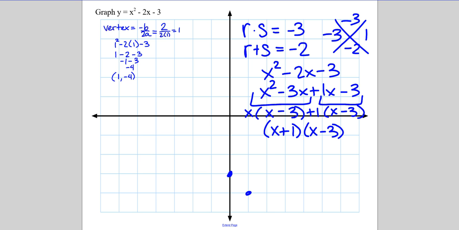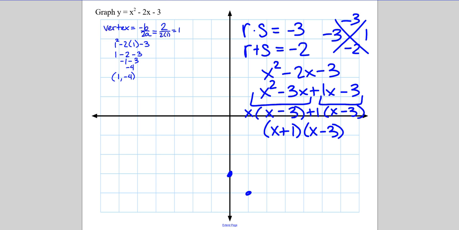So here we take our original function, we're factoring by grouping. So we have our left side, we have our right side that we take. We split up this middle term into our two factors, the r and the s that we found. And we ended up with x plus 1 and x minus 3.